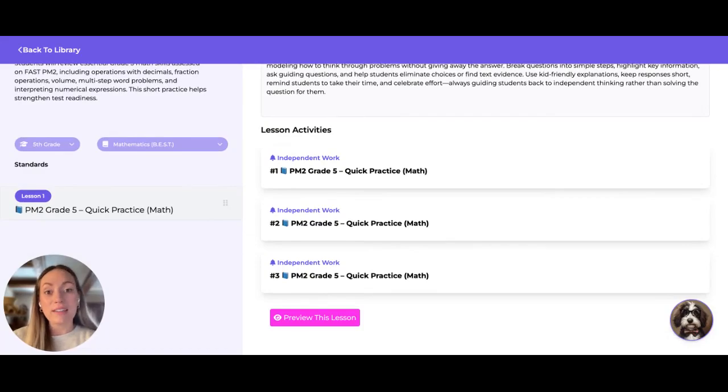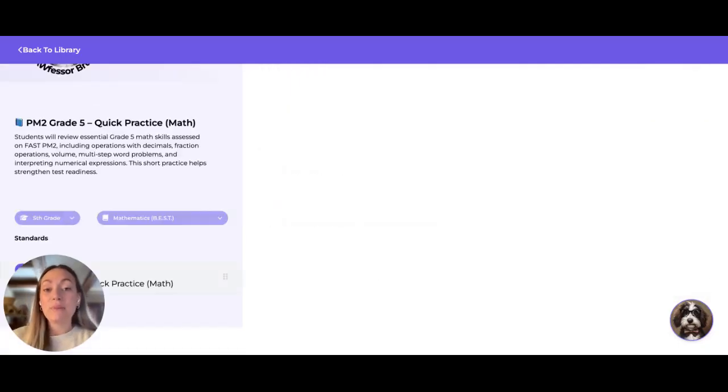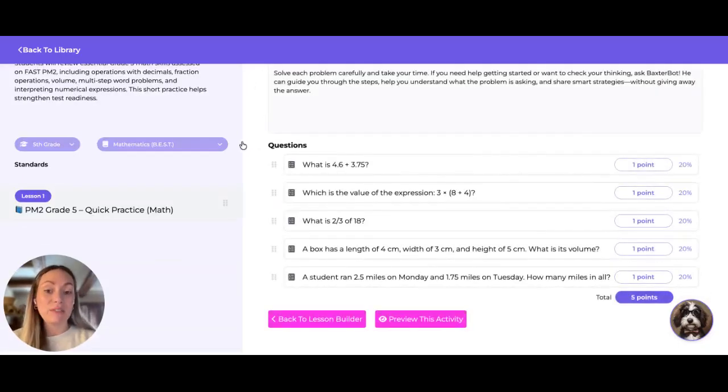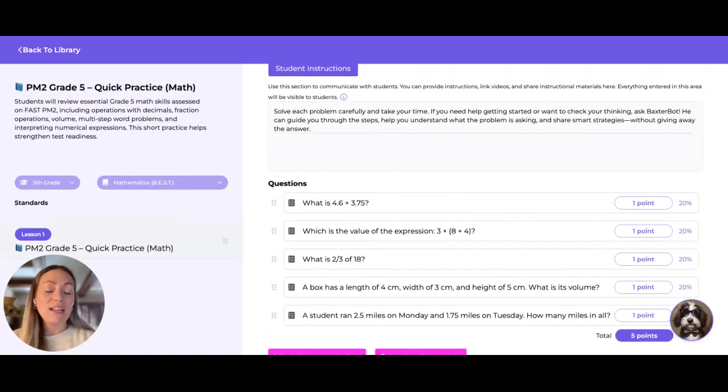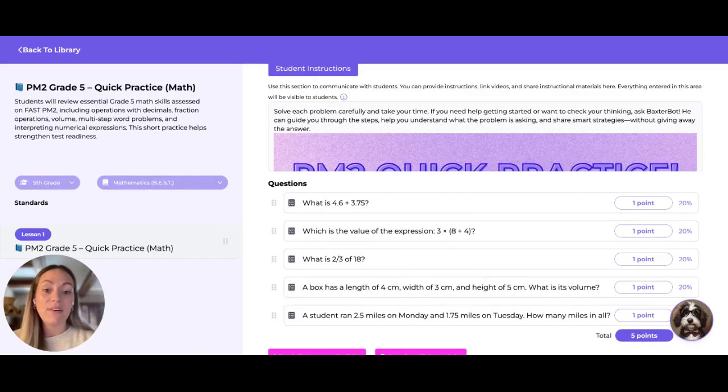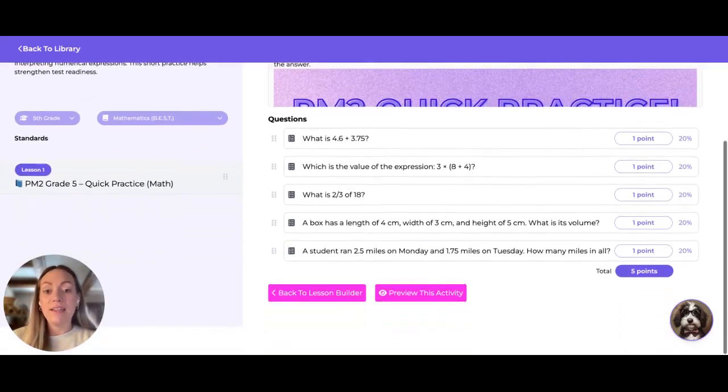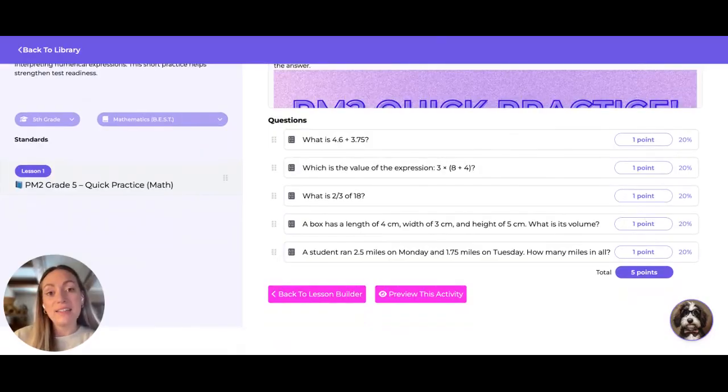Then for each practice, there are 3 quick practices with a short question set. Within each practice, there are 5 multiple choice questions. For math, they'll be solving different types of equations or different word problems. And for ELA, depending on the grade level, they'll be working on vocabulary practice or reading a short passage and answering questions on that passage.